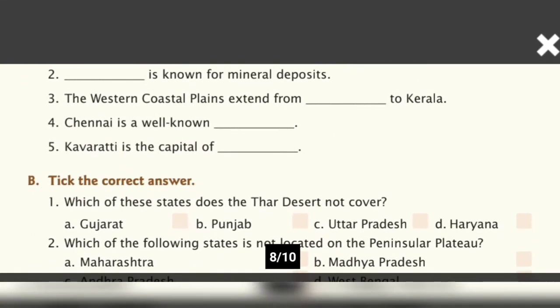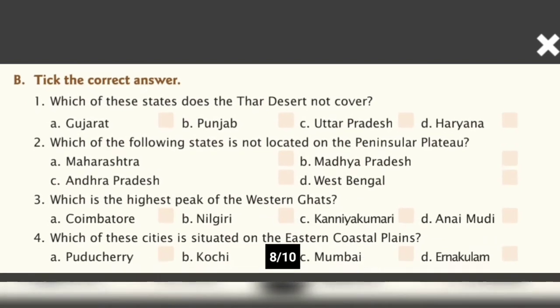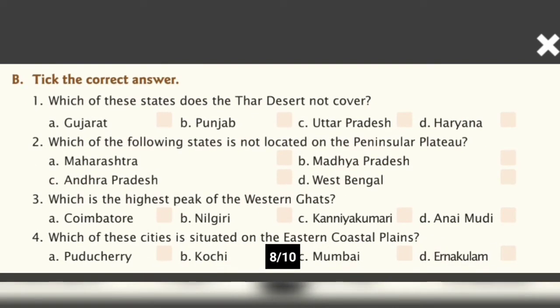Now shall we do the choose the best answer? Yes, see, tick the correct answer. What is the first question? Which of these states does the Thar Desert not cover? So option A is Gujarat, option B is Punjab, option C is Uttar Pradesh and option D is Haryana.